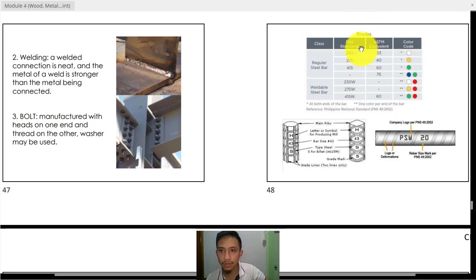So without using, for example, a grade 33, or that is 230 megapascal, without reaching that 230, the concrete and the steel bar will separate or will fail. So that is the disadvantage of not having a deformation on your bars. That's why they put a deformation to enhance the bond connection between the metal and the concrete.